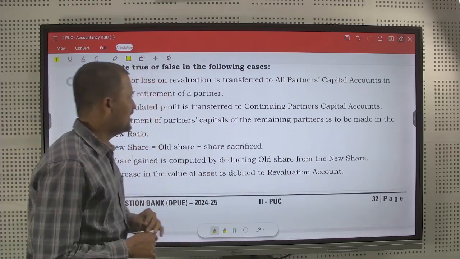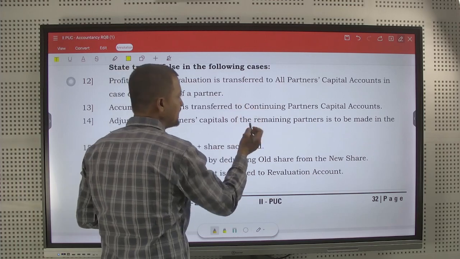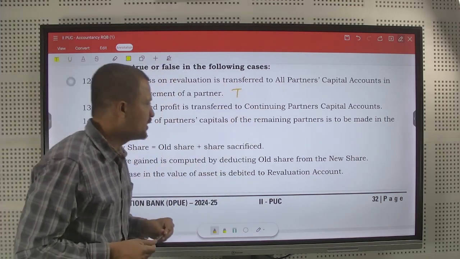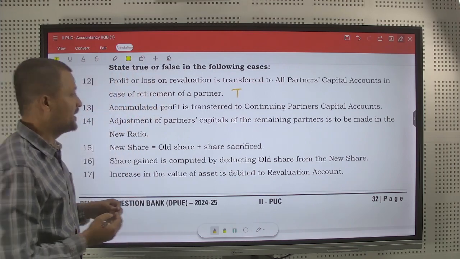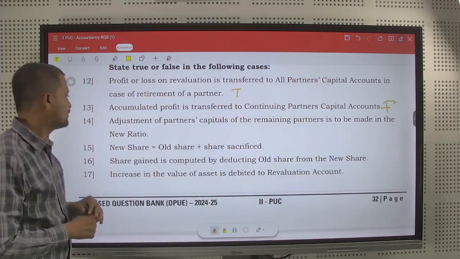Profit or loss on revaluation is transferred to all partners. Yes, in case of retirement and death, it is true. Accumulated profit is transferred to continuing partners' capital account. False. It is transferred to all, as we said above.